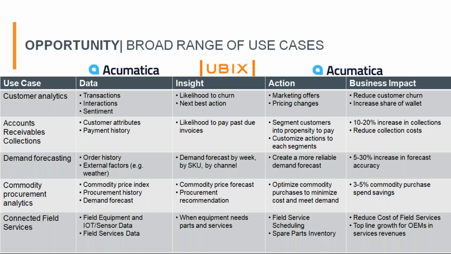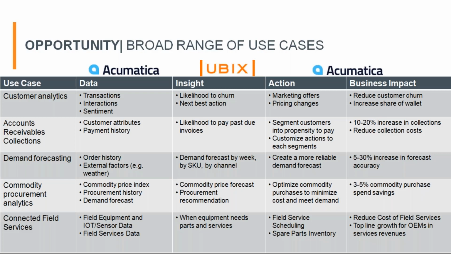Demand forecasting is the most basic use case for the majority of hard goods companies, whether a manufacturer, a distributor, or retail. By analyzing order history as well as external factors, we can create a more reliable demand forecast by time period, by SKU, by channel. Imagine what a 30% improvement in forecast accuracy could do for a company in terms of reducing working capital requirements and reducing safety stock levels.